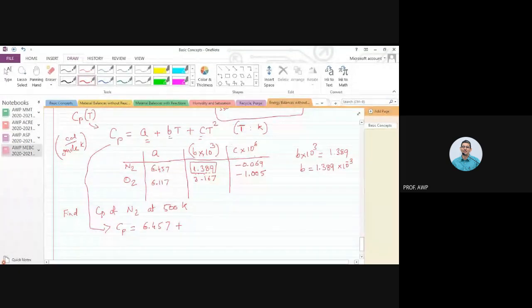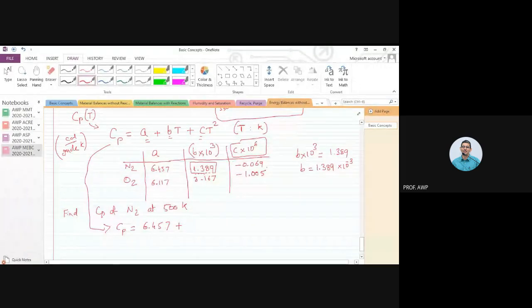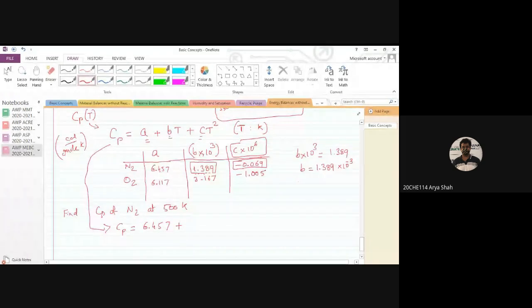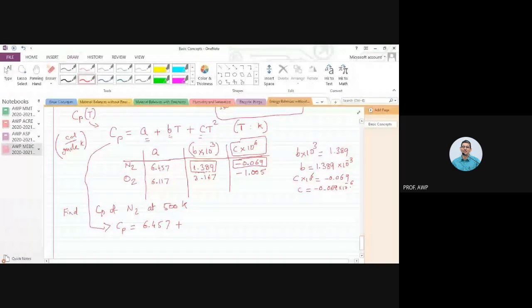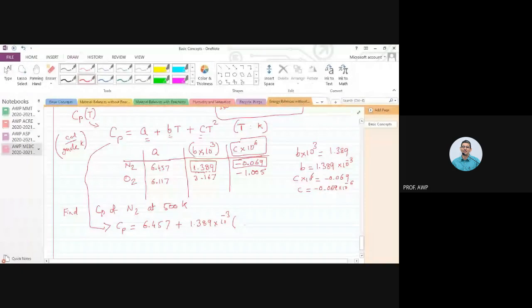C multiplied by 10 raised to 6 is this number. Is that okay, Arya? Yeah, understood. So C into 10 raised to 6 is minus 0.069. So C is equal to minus 0.069 into 10 raised to minus 6. Okay, now what is the B value? It is 1.389 into 10 raised to minus 3 multiplied by temperature.